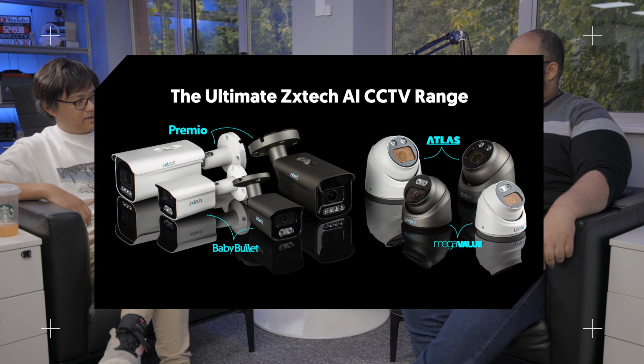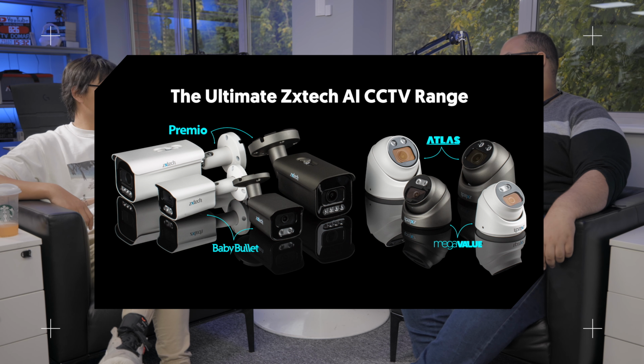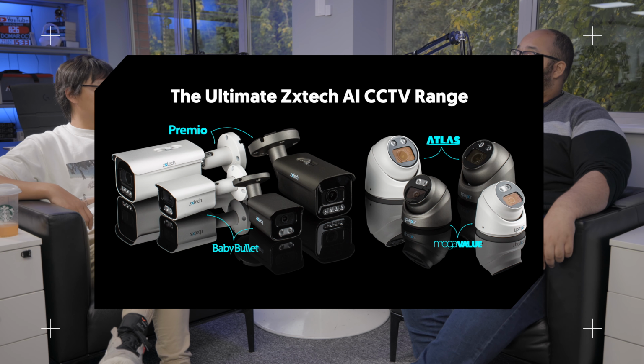Before we jump into it, we have two cameras here. One is called Baby Bullet. The bigger version of this is called Premio, which has the automatic zoom in, zoom out function. And this one is the dome camera. It has a smaller version, which is called Mega Value, and this one is called Atlas. This one has auto zoom in, zoom out, and the other one does not.